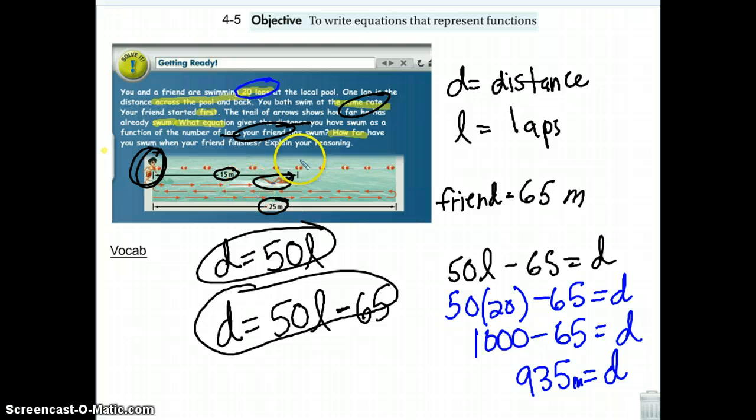So that means we're talking about meters. It asks you how far have you swam when your friend finishes. So this should make sense to you because you are done when you swim 1,000 meters. Now your friend is already done, but you still have about 65 to go, because 1,000 minus 65 is 935, you have swam 935 meters, so you are not done yet. So basically this is our answer and this is our equation.